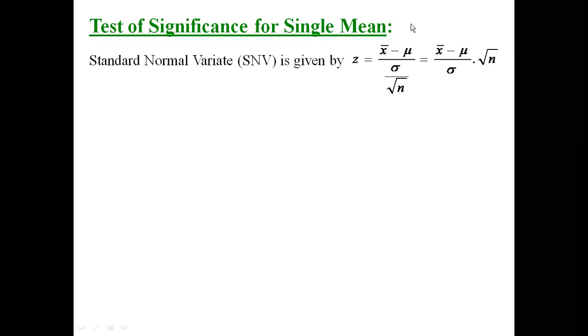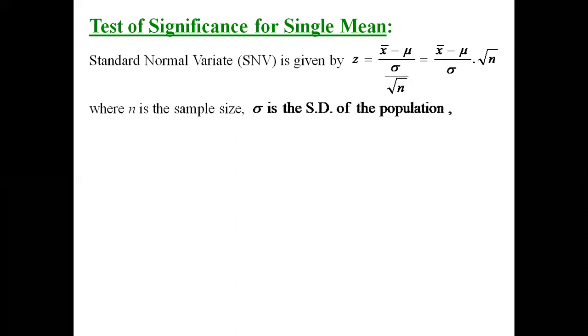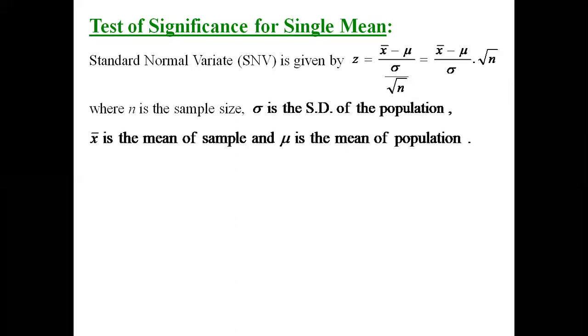Now, we will discuss the formula for test of significance for single mean. The standard normal variate SNV is given by Z is equal to (x bar minus mu) divided by sigma divided by root of n, which can be written as (x bar minus mu) divided by sigma into root n, where n is the sample size, sigma is the standard deviation of the population, x bar is the mean of the sample, and mu is the mean of the population. We have two means involved here. One is with respect to the population, the other one is with respect to the sample.